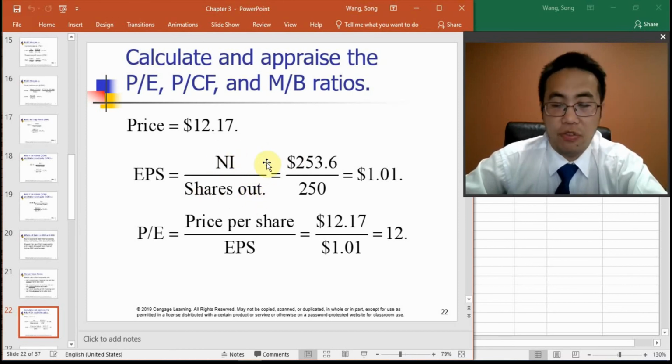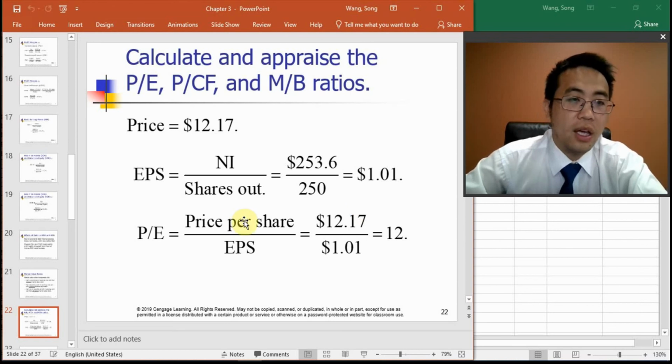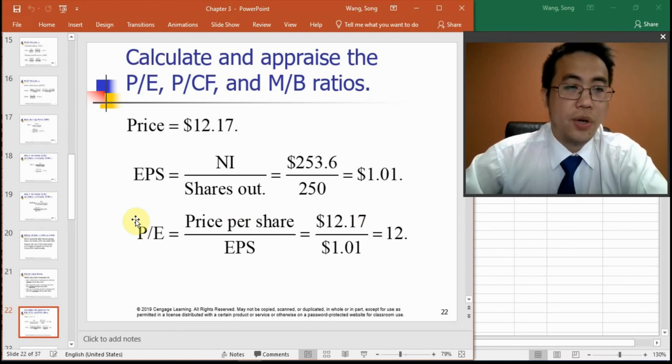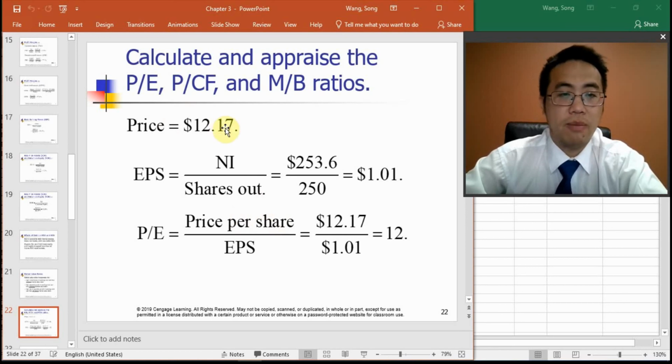And you know net income is for the entire company for the whole year, divided by shares outstanding. That is telling you the earnings at a per share level. You can have this PE ratio, or price earnings ratio, by using the price per share, the stock price at that moment, divided by earnings per share to get the PE ratio.